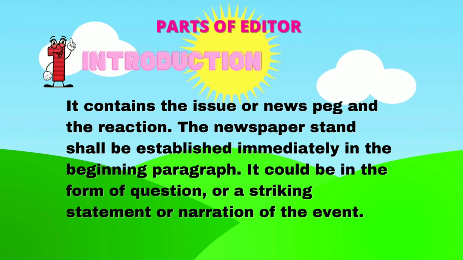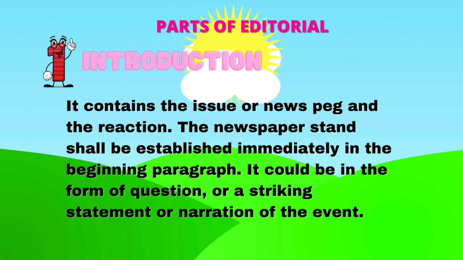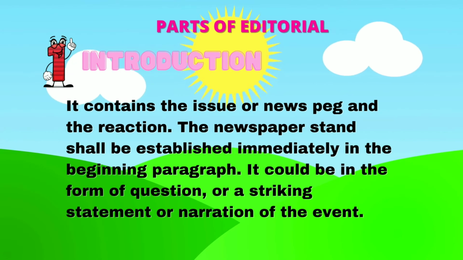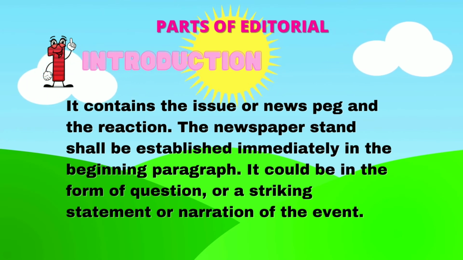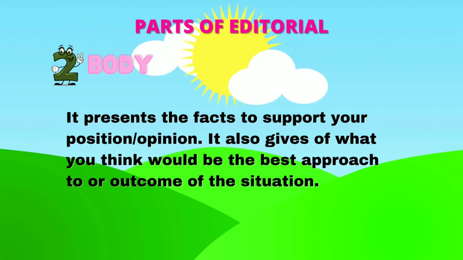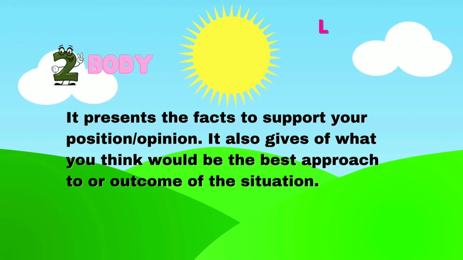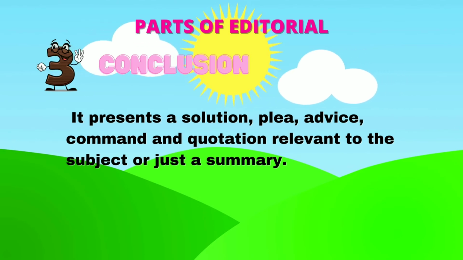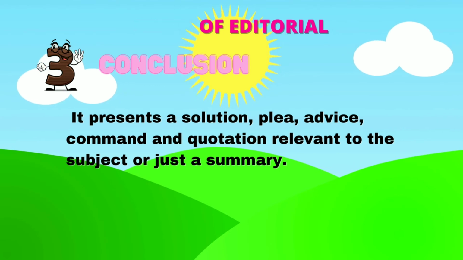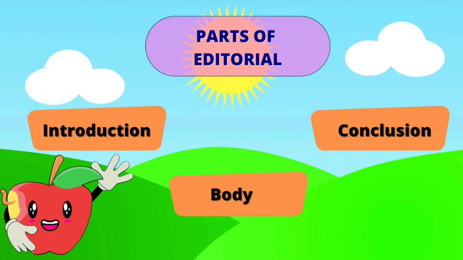Let's study the parts of editorial. Introduction. It contains the issue or news and the reaction. The newspaper stand shall be established immediately in the beginning paragraph. It could be in the form of a question, a striking statement, or a narration of the event. Body. It presents the facts to support your position or opinion. It also gives what you think would be the best approach or outcome of the situation. Conclusion. It presents a solution, plea, advice, command, or quotation relevant to the subject, or just a summary. Remember, the parts of editorial are introduction, body, and conclusion.